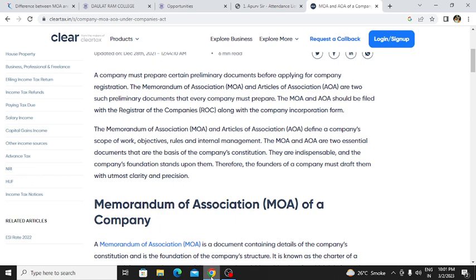MOA contains all the information regarding the outside world, and basically it contains the name of the company, the objective and nature of the company, share capital, authorized, subscribed, and the business clause. And AOA contains the rules and follows all the things under the MOA, and basically it is called a subsidiary of MOA.